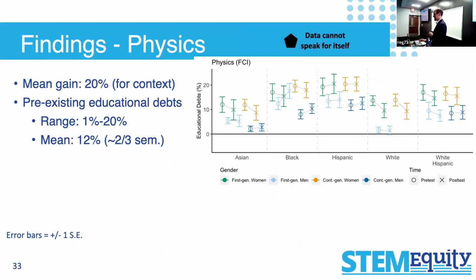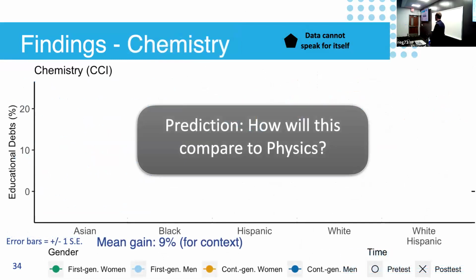But we have more consistency of signal still. Well, we'll have some similarities and differences. Take a moment. We're going to look at the chemistry data. Make a prediction. How do you think it's going to compare? Anybody willing to share a quick prediction? Doesn't have to be right. I'm just curious what y'all think.